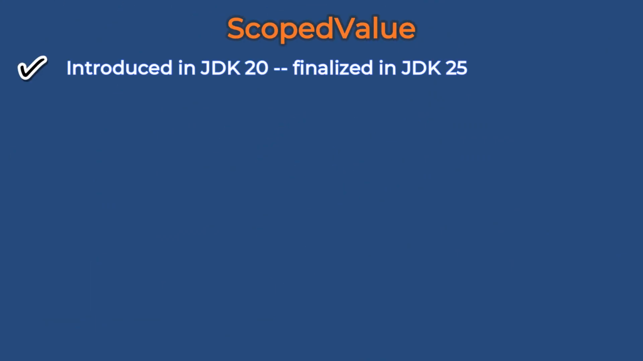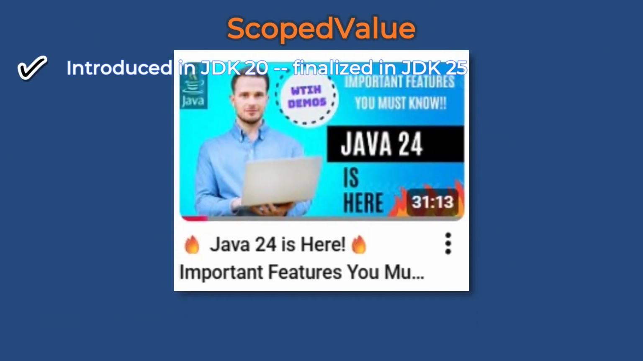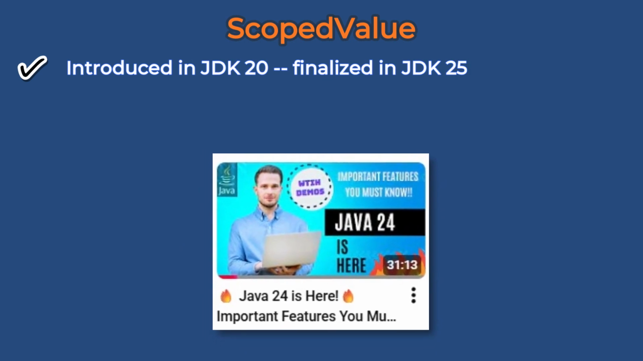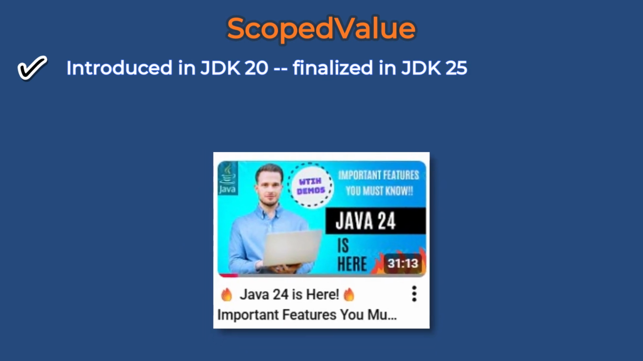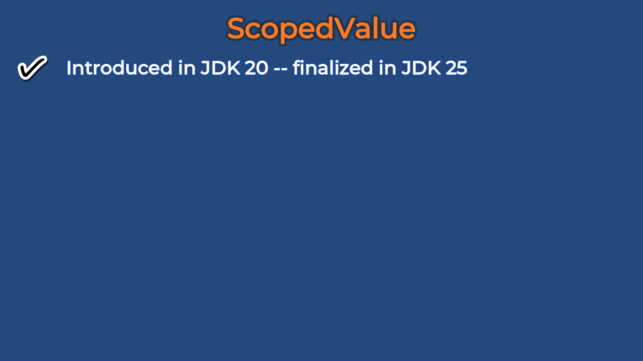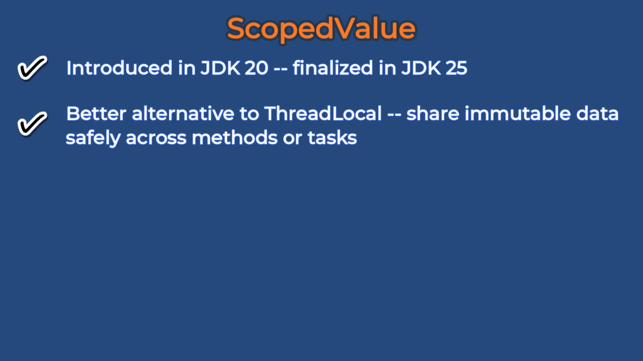Next up, scoped values, which have now been finalized in JDK 25 after several preview rounds. Quick recap: I have covered scoped values in detail with demos and examples in my Java 24 feature review video again. But here is a quick refresher. Scoped values let you share immutable data safely across methods or tasks without relying on ThreadLocal.